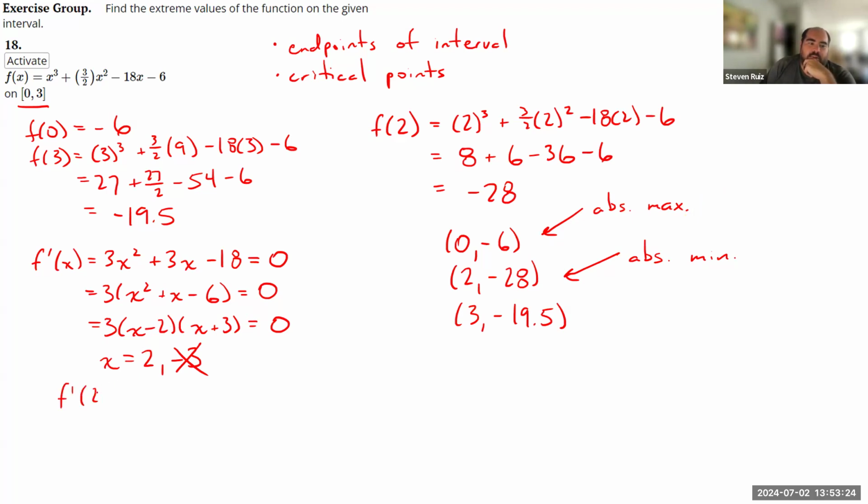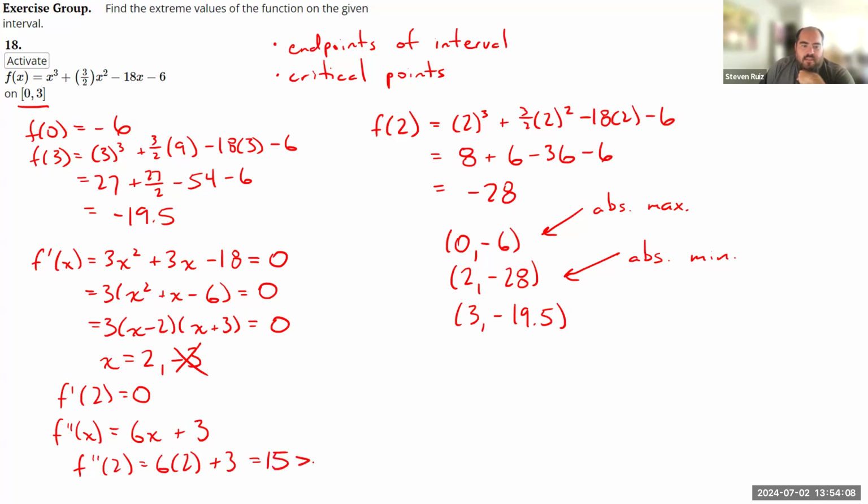We know that 2 is a critical number because f prime of 2 equals 0. Based on these three points, I think we can say it's a relative minimum, but let's be sure. We can do a sign chart of the first derivative, or I can take the second derivative and evaluate it at this critical number. So let's take a second derivative. What is f double prime of x? That is equal to 6x plus 3. So what is f double prime of 2? That is equal to 6 times 2 plus 3, or 15, which is a positive number, which means we have a relative min at that same point.